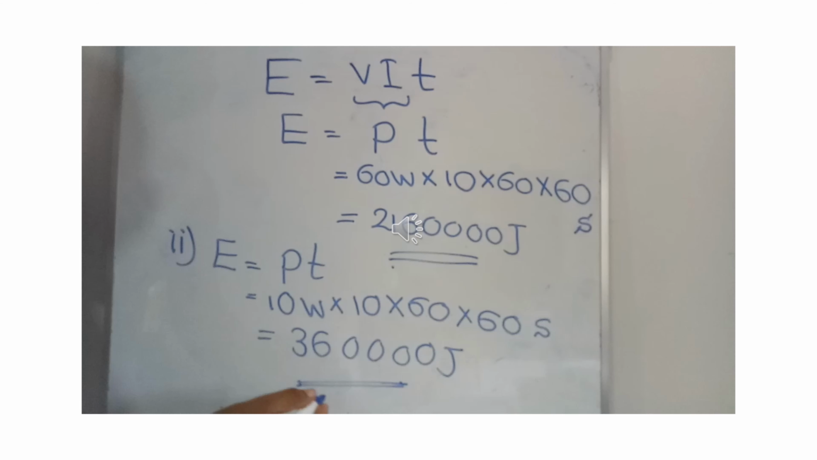Then we can divide that value by 3.6 into 10 to the power of 6. Why? Because 1 kilowatt hour is equal to 3.6 into 10 to the power of 6. By dividing these two values, you can get the answer as 3 kilowatt hours.